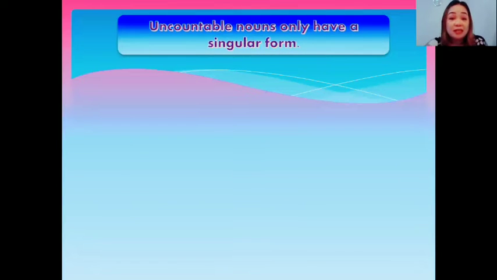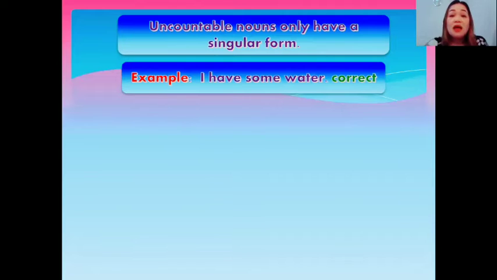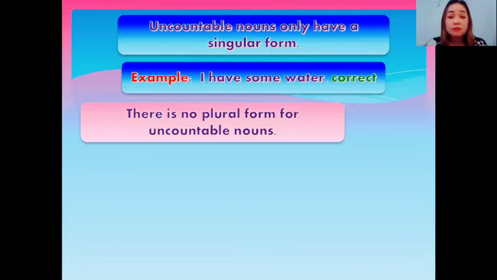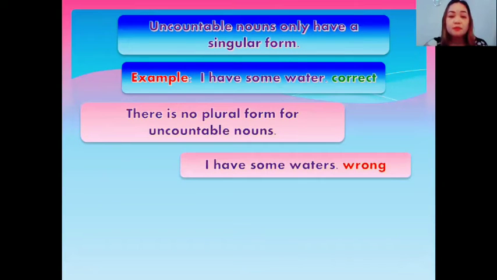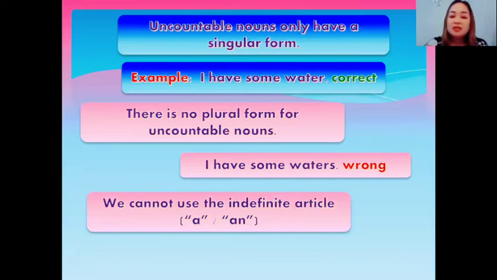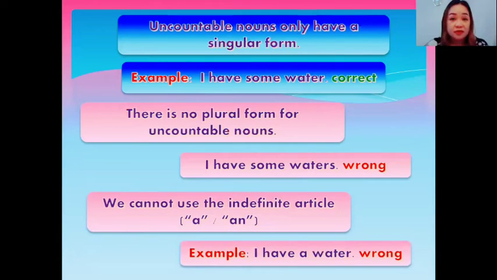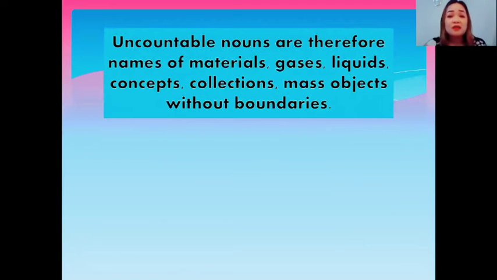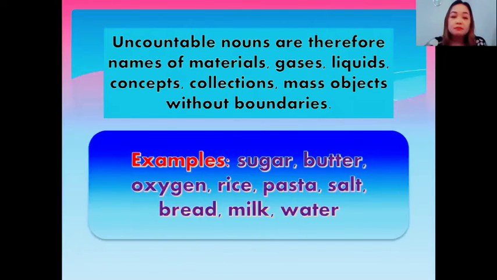Uncountable nouns only have a singular form. Example, I have some water. That is correct. There is no plural form for uncountable nouns. I have some waters. That is wrong. We cannot use the indefinite article a and an. Like, I have a water. That is definitely wrong. Now, uncountable nouns are therefore names of materials, gases, liquids, concepts, collections, mass objects without boundaries.